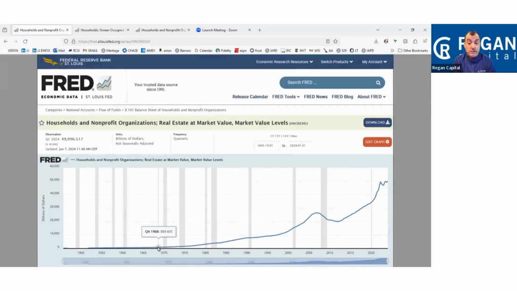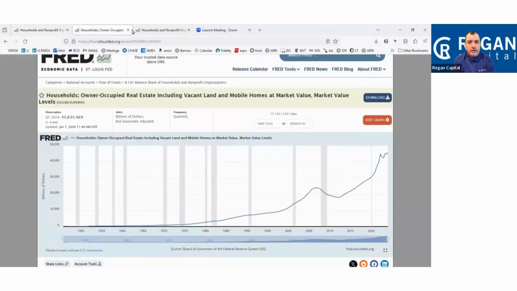Back to 1968, when Ginnie Mae was originated or started, about $890 billion in US real estate. Fast forward to 2000, about 15 trillion. This peaked pre-GFC at about 26 trillion. It troughed. Many people don't realize this, but housing actually didn't trough until early 2012. It wasn't '08, '09. It was a few years after that at about 20 trillion. As of today, it stands at about $50 trillion.